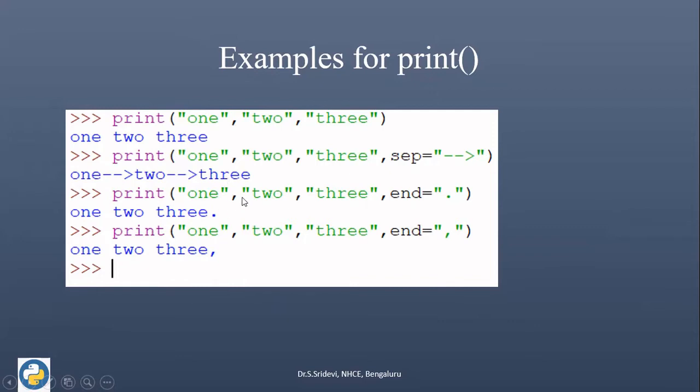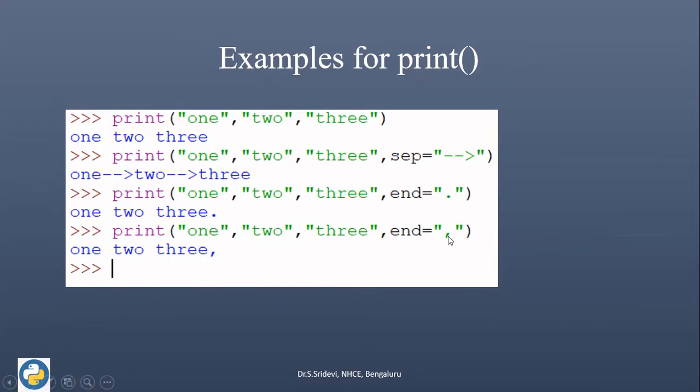Next we'll see end. In case of end, it is going to tell what will appear at the end of the object after printing. So here I am printing the three objects and I am setting end as dot. So after printing all the three objects, a dot will be printed at the end. The default one is the new line character, but here I am going to display a dot at the end.